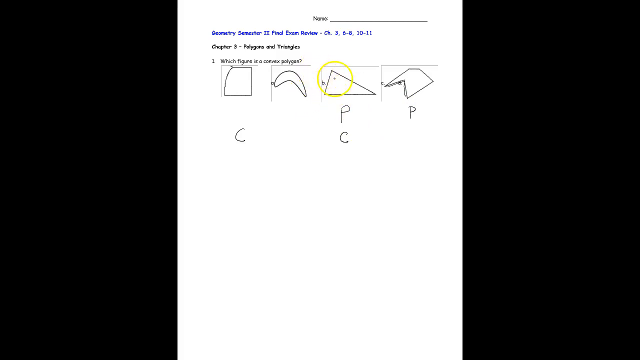So you can see the only one that's both convex and a polygon is B. I mean C. It is the 3rd one. It looks like my printout here is messed up. So this is actually C.